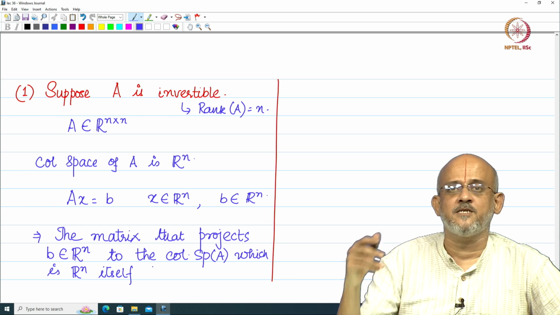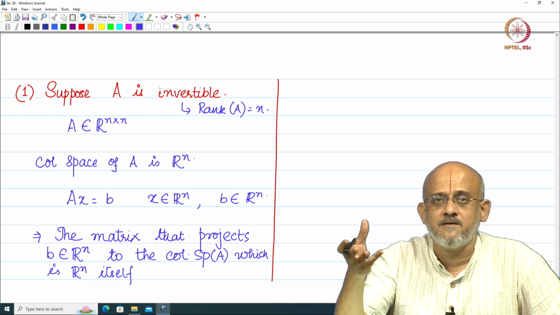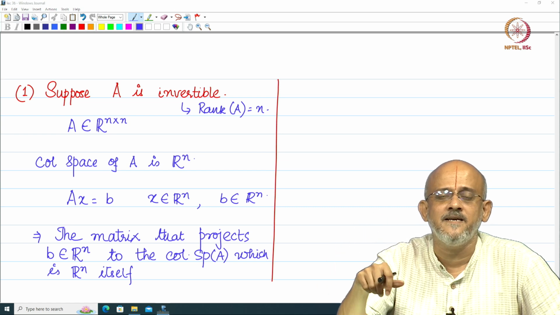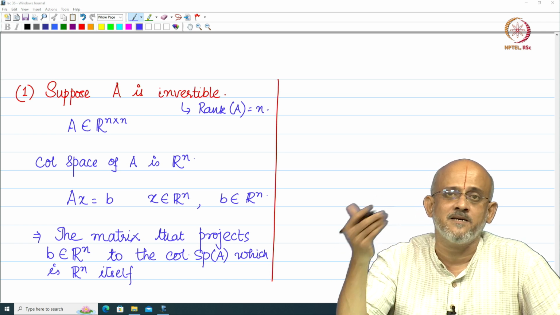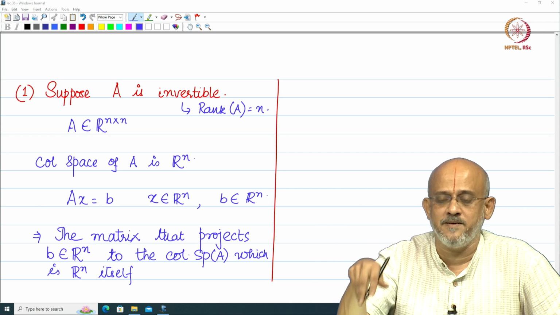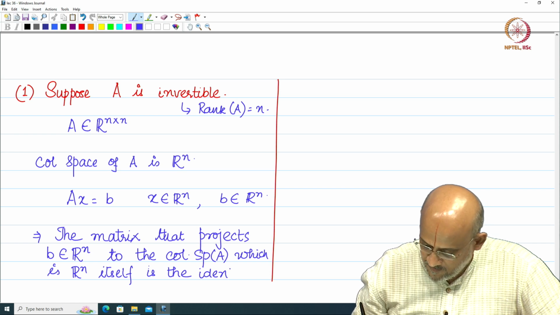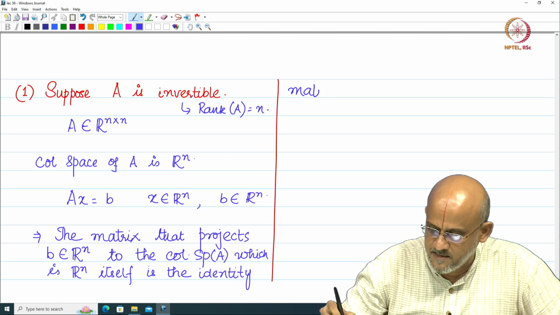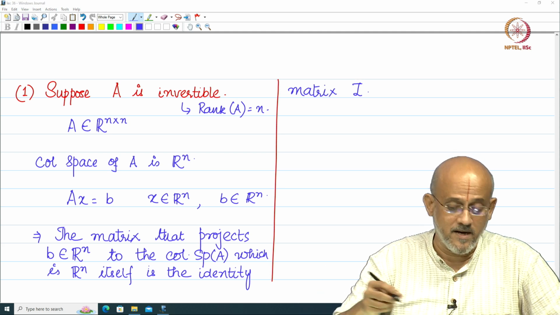So what is that matrix that is going to project a vector which is already there in the column space of A? The projection of that vector onto the column space of A is basically that vector itself, it's already there, in which case it is the identity matrix which is going to project every vector in the column space of A to the column space of A. So it is the identity matrix I.